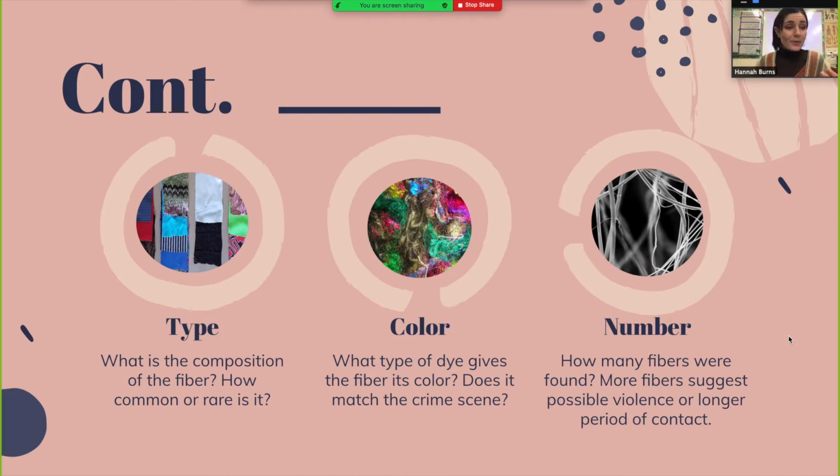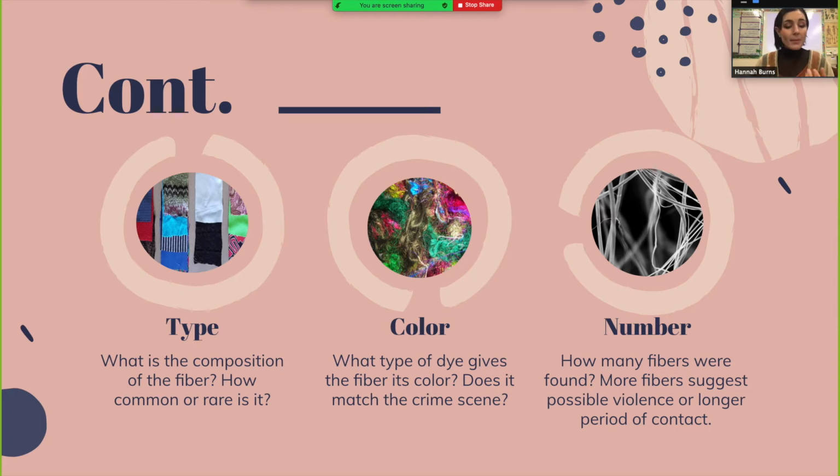So the type, we refer to what is the composition of the fiber, how common or rare is it. For color, we want to look at what type of dye gives the fiber its color. Does the color match the crime scene? Does the dye type match the crime scene? So how well do they match?